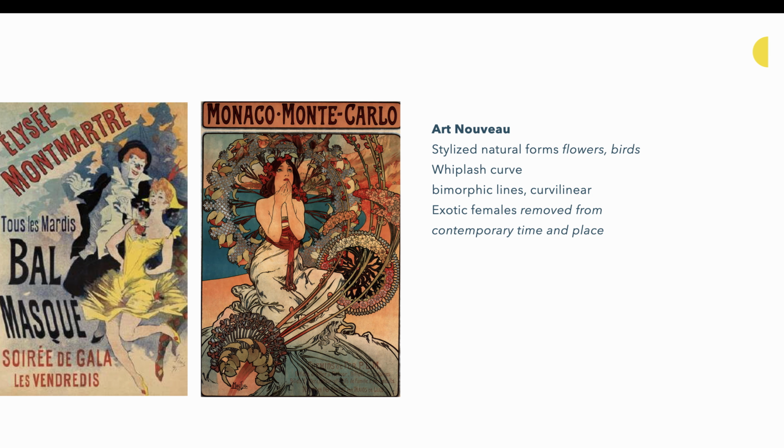We see stylized natural forms again, but this time it's flowers and birds. And if it's a bird, it's most often a peacock. They loved peacocks. You've got whiplash curve, biomorphic curvilinear lines. Even the type can be sort of curvilinear and biomorphic. And then notice on the right, we see very exotic females. They are removed from contemporary time and place, like Mucha's woman. And that sort of idealization of that exotic female is a very strong characteristic of Art Nouveau.